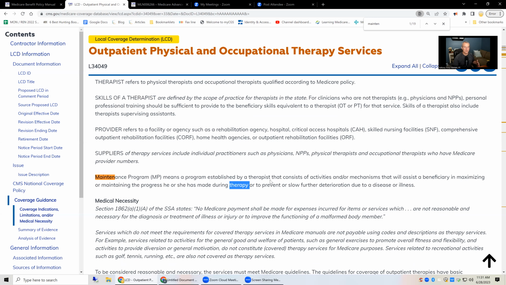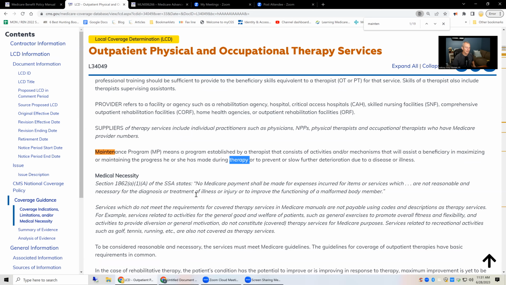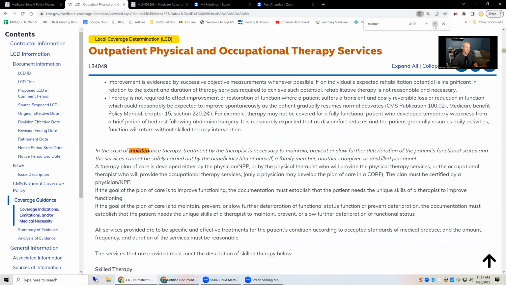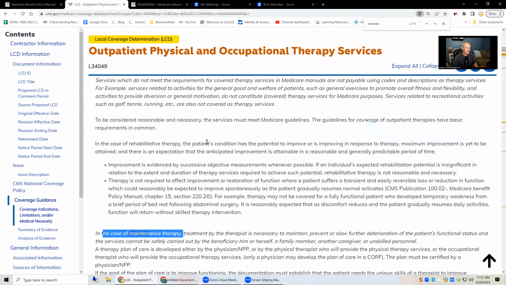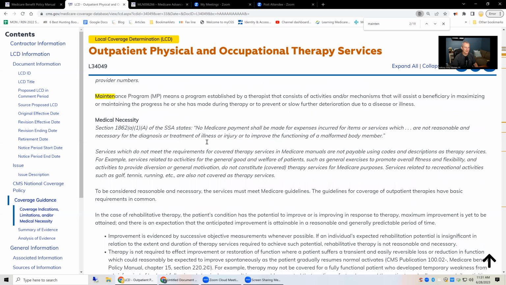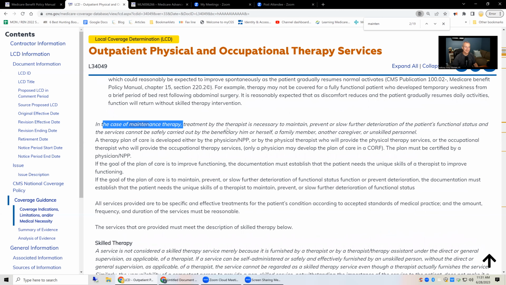Or to prevent and slow the deterioration due to the disease. Medical necessity information is in here. Let's look at the next cited reference. So in the case of maintenance therapy, if I scroll up a little bit, we're in the medical necessity section. Treatment by a therapist is necessary to maintain, prevent, or slow deterioration. This slow the deterioration is what really tricks therapists into thinking that they can just continue to do what they've been doing infinitely. You can't. You just can't. Slow deterioration of a patient's functional status.